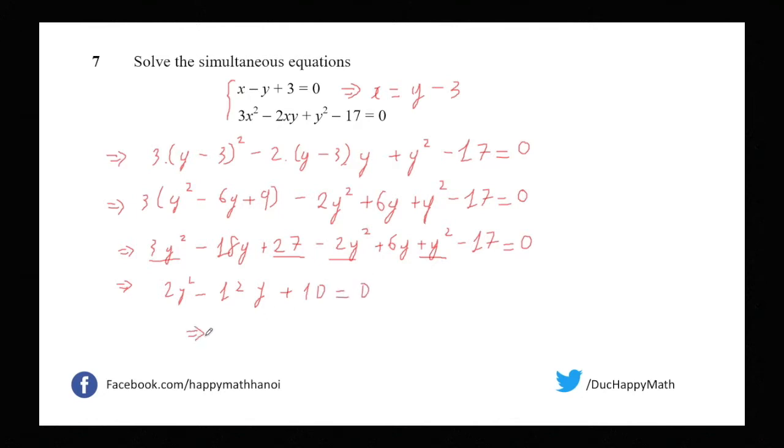This equation is quite easy to solve. Again, using the quadratic equation formula, you find delta, and from delta you get h1 and h2. After you finish, you will get the value of h1 very easily, equal to 1, and h2 will be equal to 5.